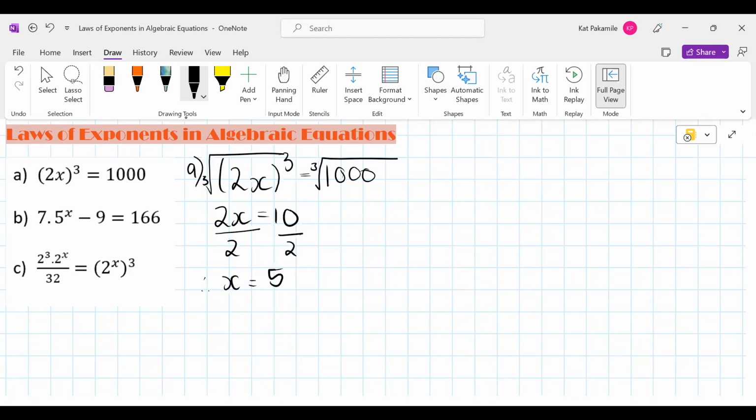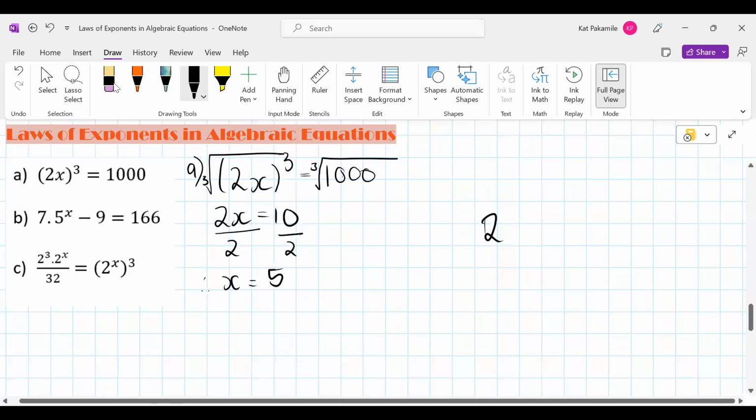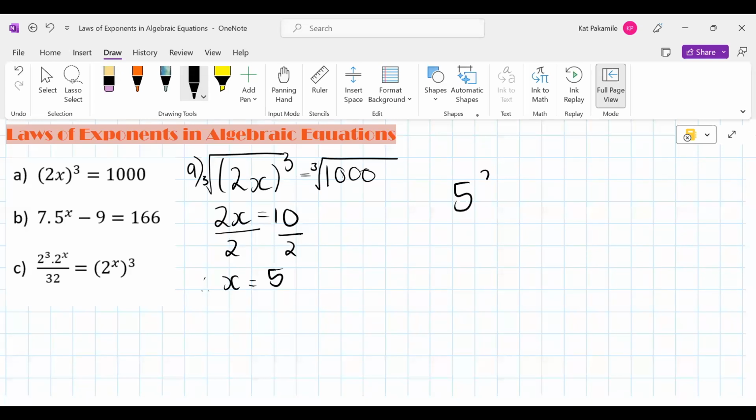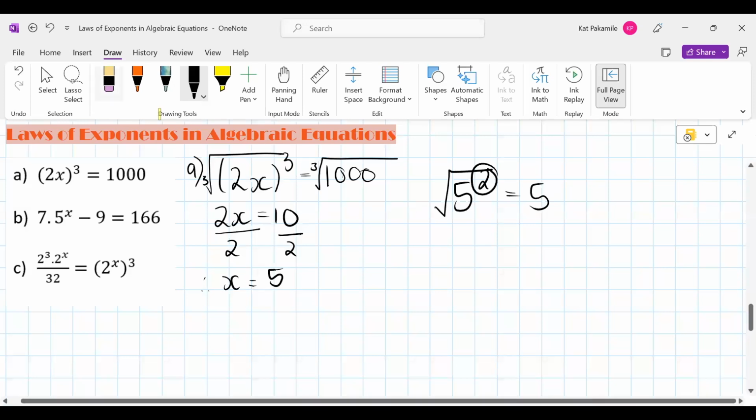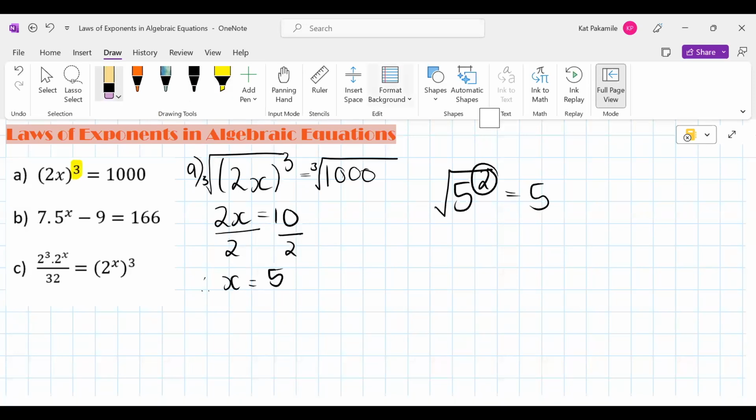We cube rooted to get rid of the cube. Remember when we had a square? I hate using 2 because there are too many 2's when we're squaring. Let's say we have 5 squared. We can square root it to get rid of the square, so then the answer will just be 5. In this case we had a cube, so we want to get rid of it, and that's why she said we cube root it.